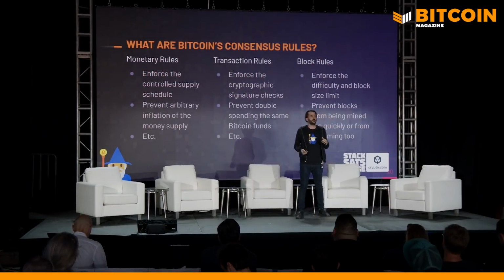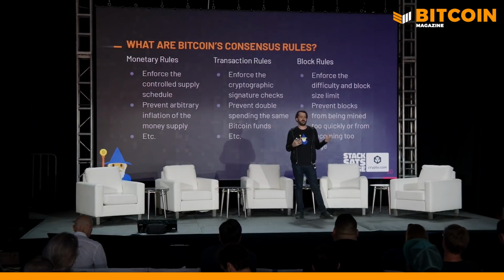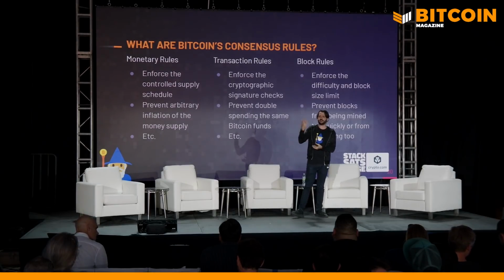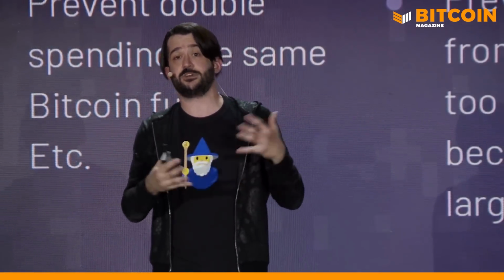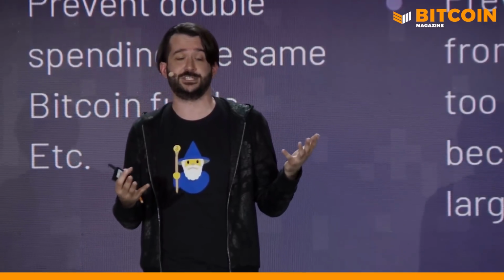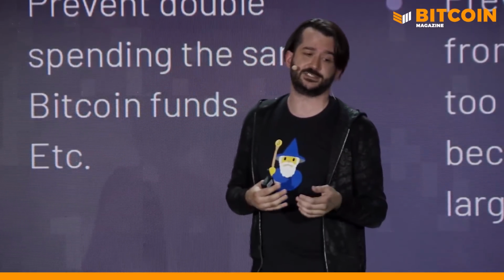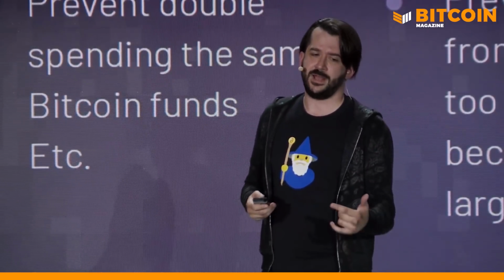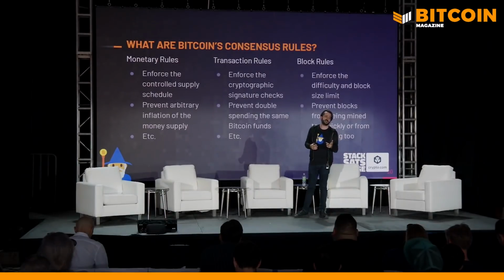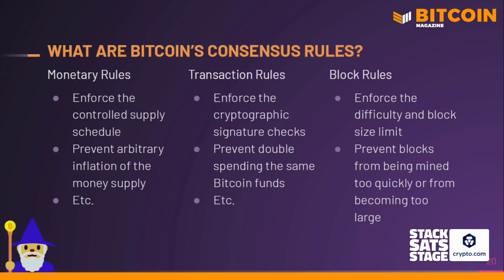There's a ton of consensus rules and also policies, but they can be grouped into the monetary policy rules, enforcing the supply schedule. If some miner mines a block that says I get 1 million Bitcoin, that would just be rejected. The transaction rules, verifying all the cryptographic signatures are legit and nobody's double spending anything, because that's a huge part of Bitcoin.